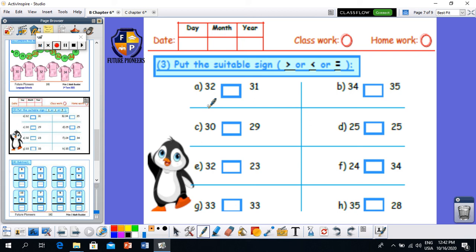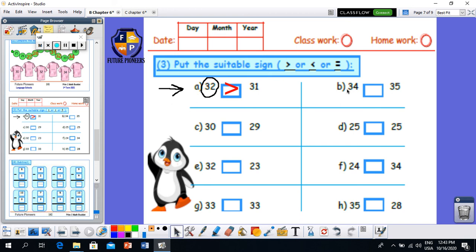Number A, 32 and 31. Which is greater, 32 or 31? Great job. 32 is greater than 31, so I will put a circle around 32. And now what shall I do? I will open the alligator mouth to eat the number which I put a circle around. So the alligator mouth will eat 32. Now I read this from the left side to the right side: 32 is greater than 31.